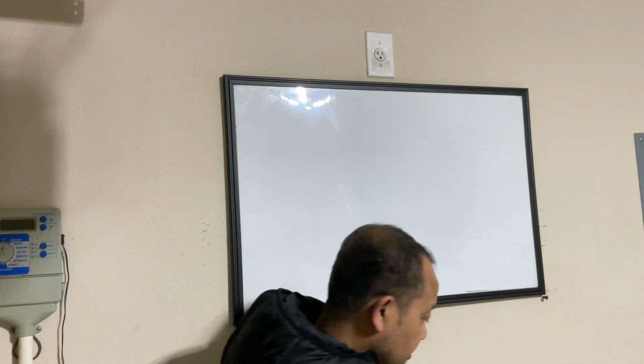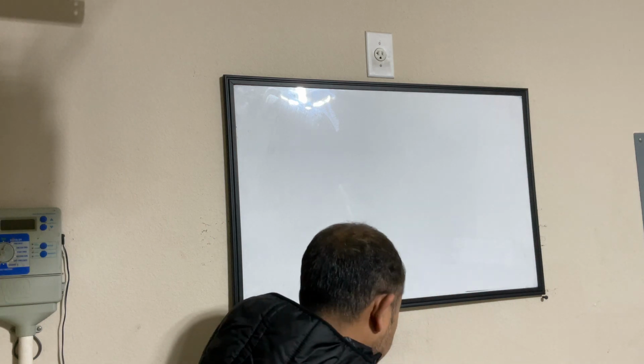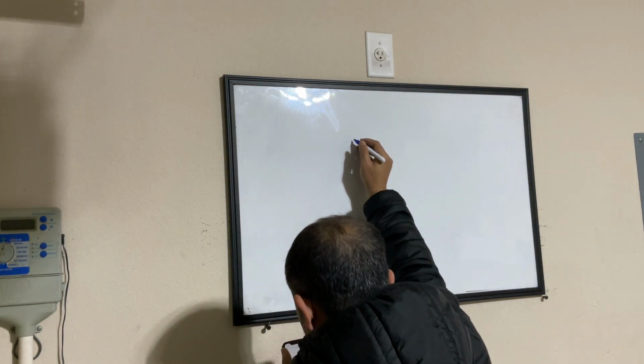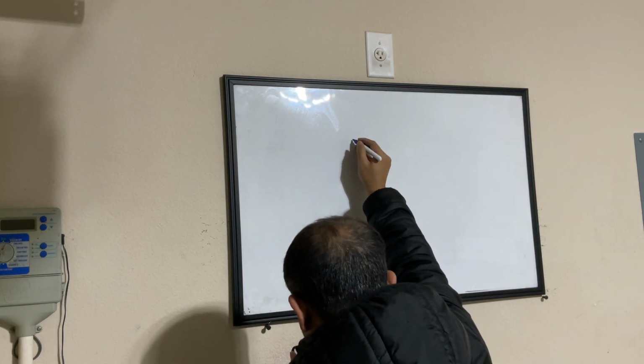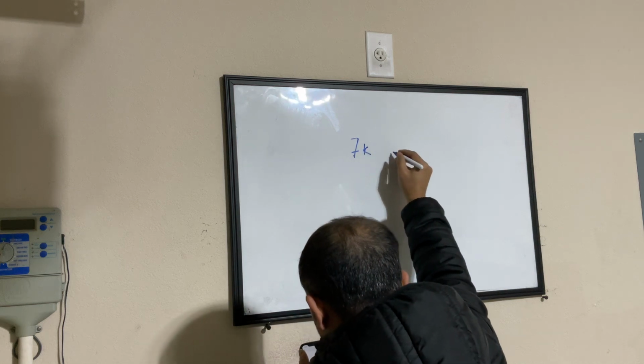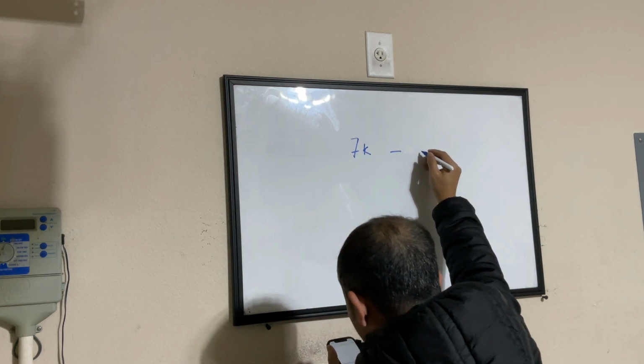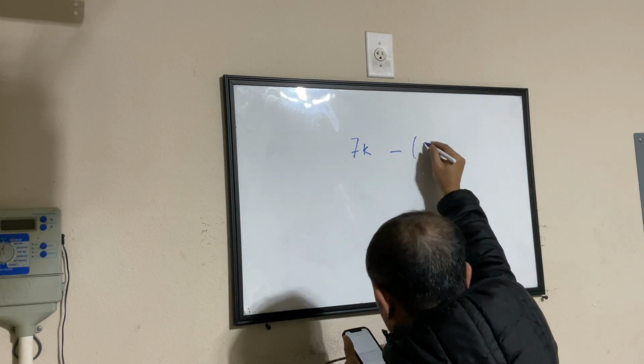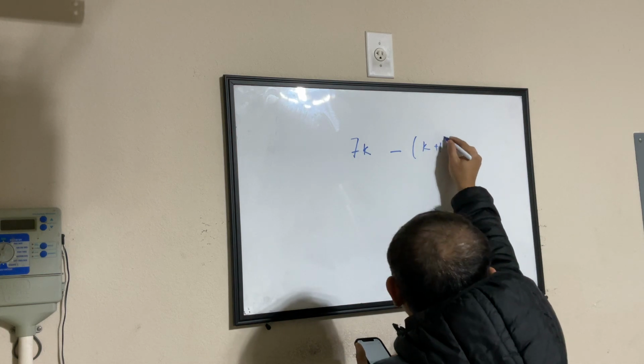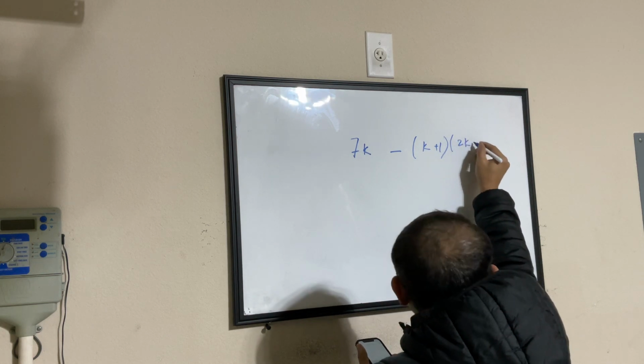And this problem is dealing with polynomials, okay? So whatever operations we know or do, how we deal with that. It says, which of the following expressions is equivalent to 7k minus the product of k plus 1 into 2k plus 2.